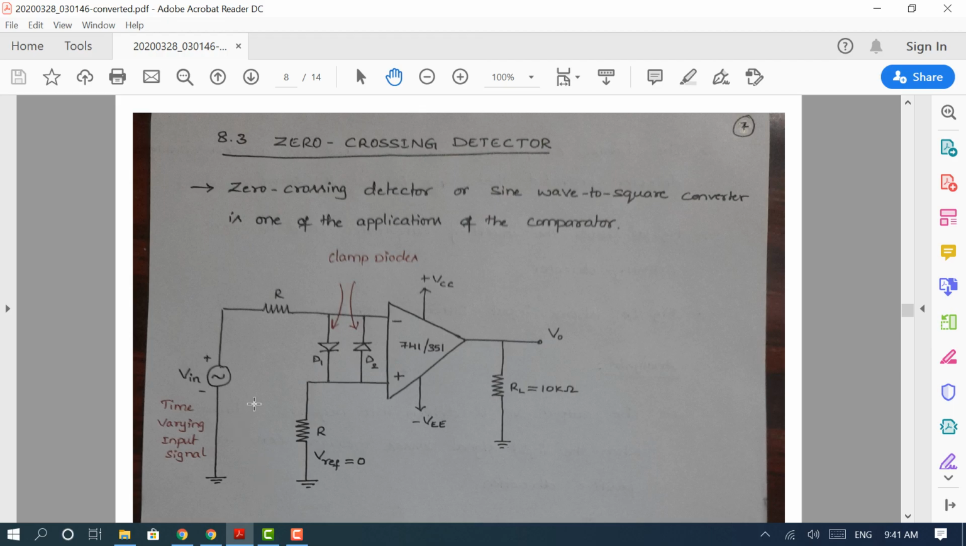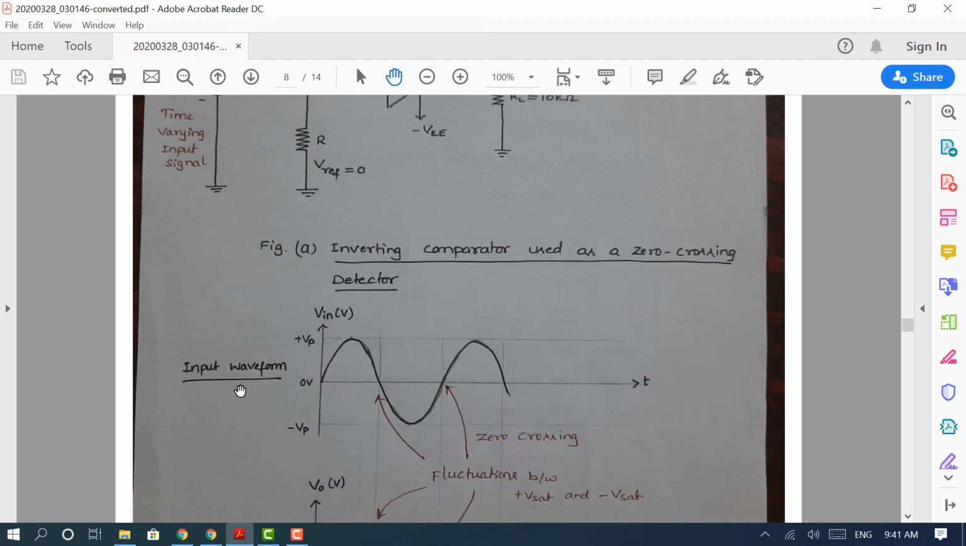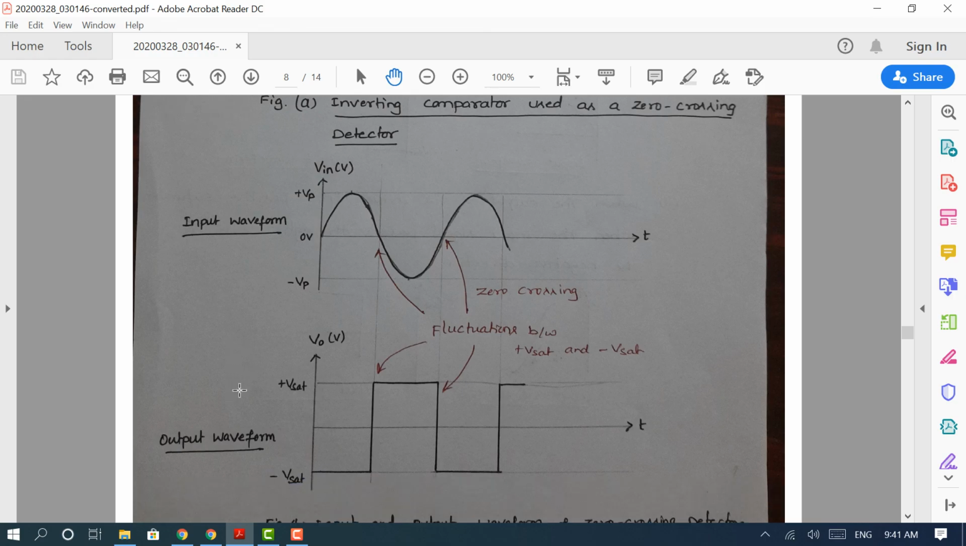Okay. So now let us analyze this zero crossing detector with the help of input and output waveforms. Observe here the input waveform. This input is a time varying signal, a sinusoidal signal whose positive peak is Vp and negative peak is minus Vp. You can observe here the signal crosses 0 while going from positive peak to negative peak, and once again the sinusoidal crosses 0 when it is going from negative peak to positive peak.